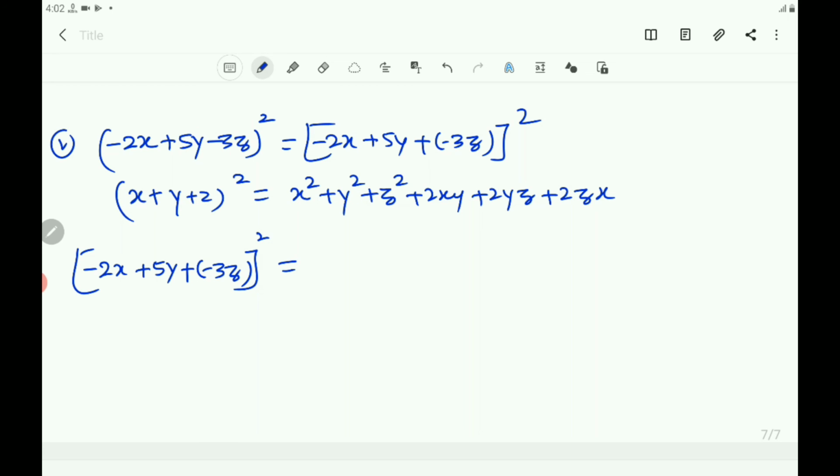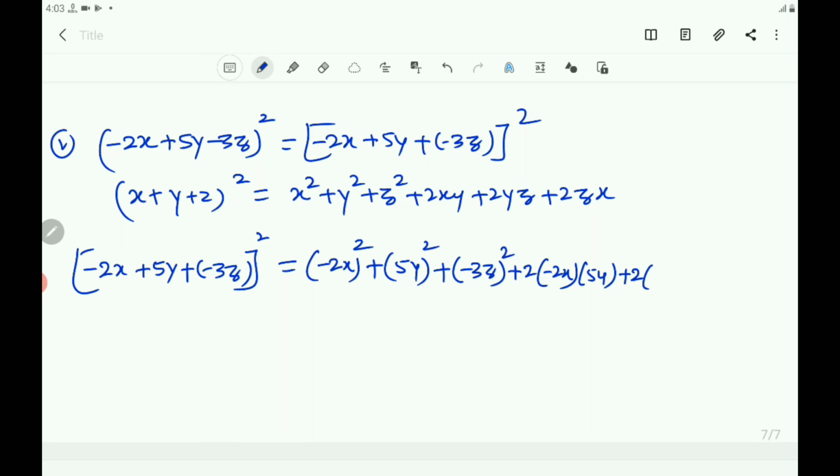equals what? The square of the first term, that is (-2x) whole square, square of the second term (5y) whole square, square of the third term (-3z) whole square. Then plus 2 into -2x into 5y, that is 2xy, first term into second term, plus 2 into second term into third term, 5y into -3z. Next 2 into third term -3z into -2x.